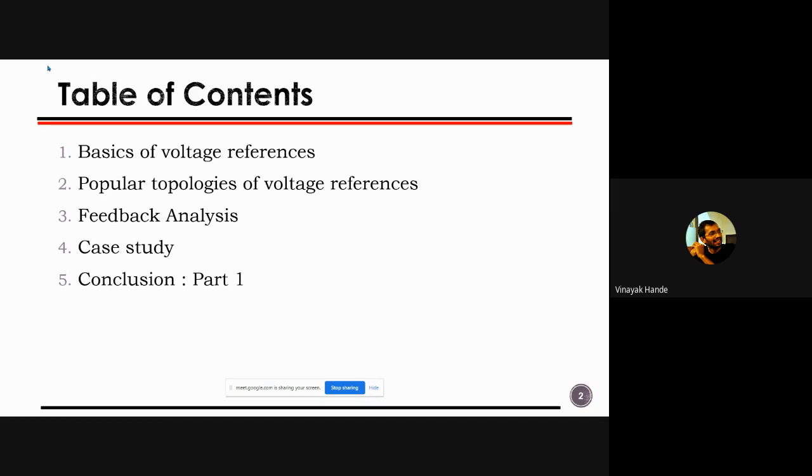After that, we'll do some feedback analysis, because feedback is one of the critical parts in every circuit, and voltage reference is no different. Apart from that, I'll take one case study which I have designed, simulated, fabricated in 180 nanometer technology, and measured, and we'll discuss those results. And after that, I'll conclude today's presentation.